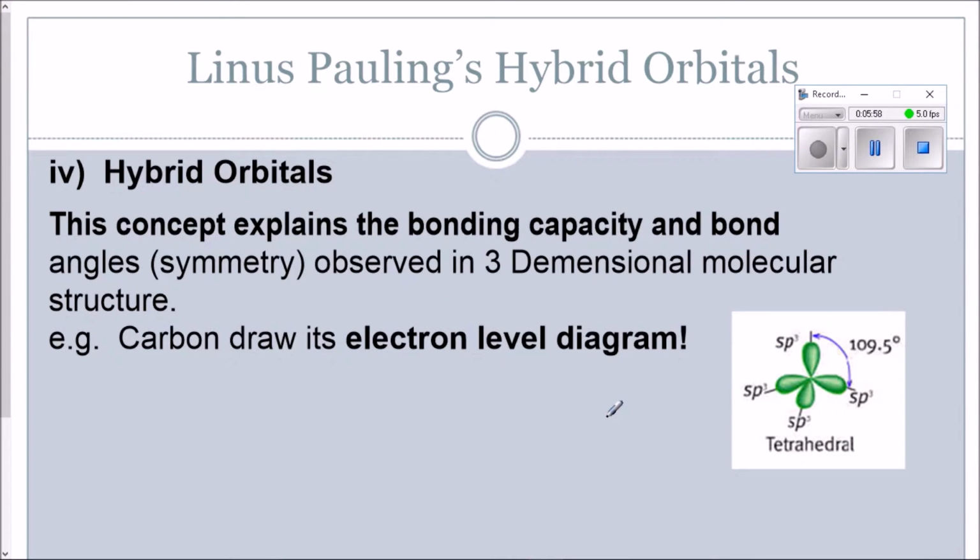So it can't explain why carbon actually has four bonds. It doesn't really explain it very well, and let me show you what it means. And it also can't explain double bonds or triple bonds. So we need something called hybrid orbitals to help us explain that.